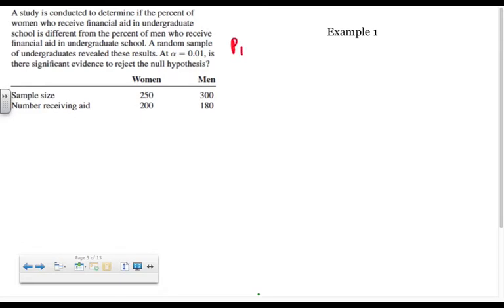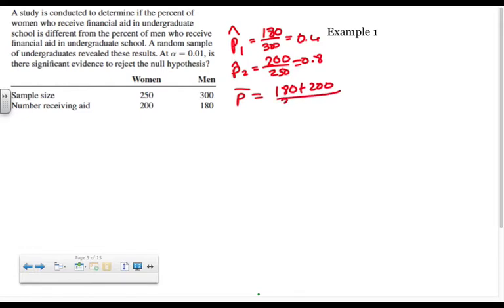All right, we're going to find P1 hat. So 180 over 300, that's the percentage of men, and that's 0.6. The percentage of women is 0.8, which was 200 over 250. So we want to say, is there really a difference between the percentage of men and the percentage of women that receive aid in school? So P bar is the samples added together over the total, which is 0.691.